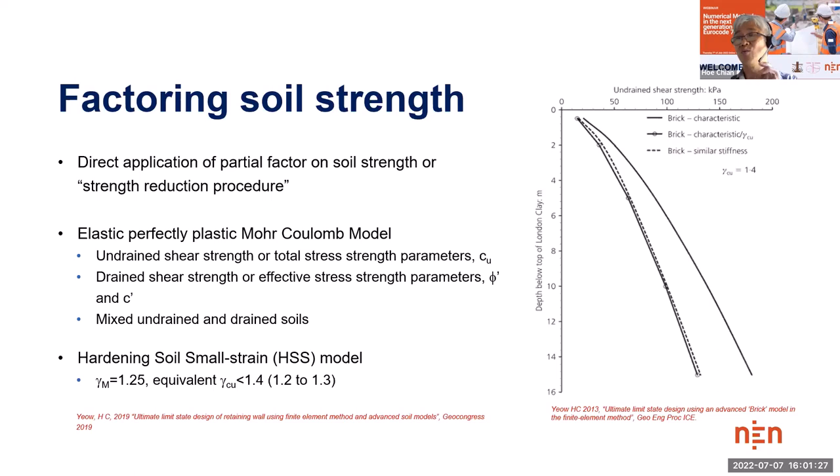When you start to use more complex soil models like the hardening soil model, because the strength parameters are effective strength parameters as your input, applying partial factors based on effective strength parameters doesn't always bring you the equivalent undrained partial factor if you are running it for undrained soil condition. This is an example of factoring that I did for the BRICK model. With BRICK characteristic parameters, I apply a factor of 1.4 when I start to factor down the soil strength, and they are fairly close, but not always the case, depending on the soil model that you are dealing with.